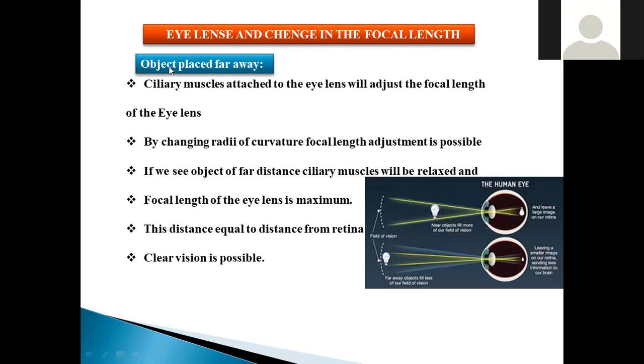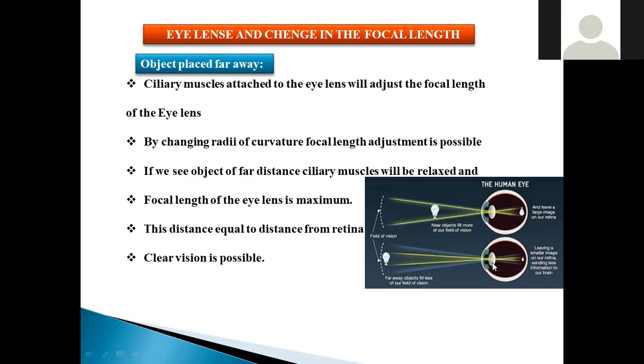In the first condition, the object is placed far away from the eye. Here we can clearly see this light is far away from the eye. How is this light captured? The object is captured by the eye lens and falls on the retina. The retina gives a real image, but in an inverted manner. This is the process of the image given by the object on the retina. Now let us see how the focal length is adjusted by this eye lens.